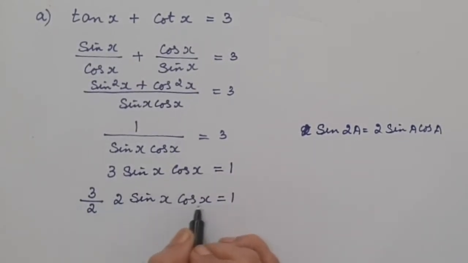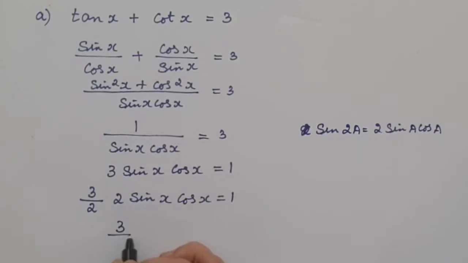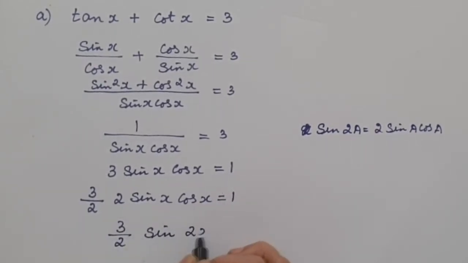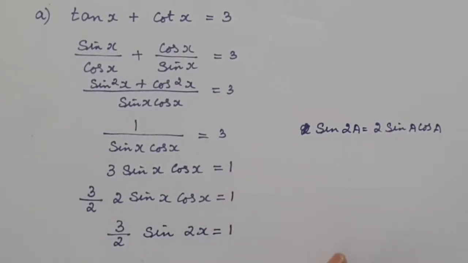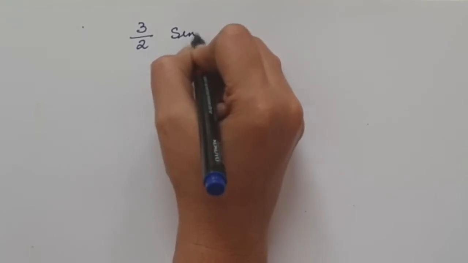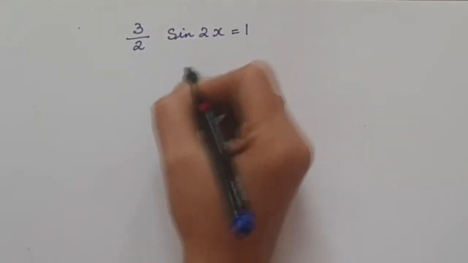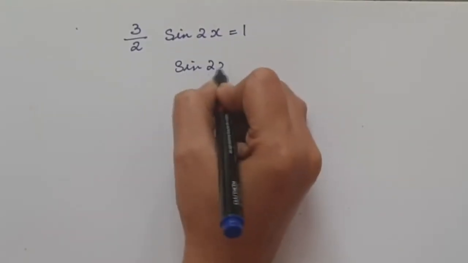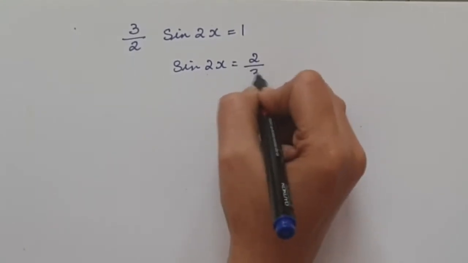This is of the form sin 2a. So it will be 3 by 2 sin 2x equal to 1. I write it again over here. 3 by 2 sin 2x equal to 1. So sin 2x will be equal to 2 over 3.